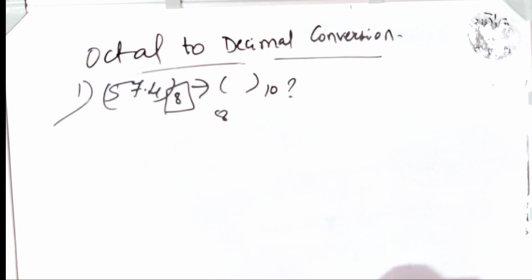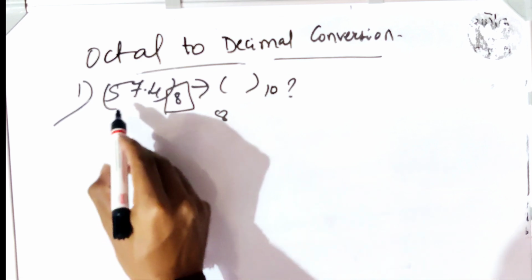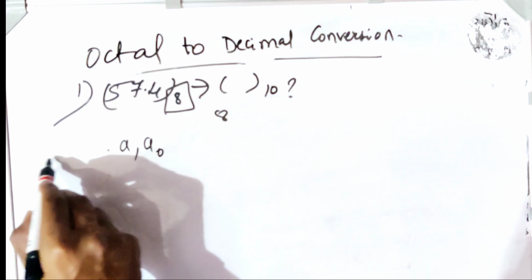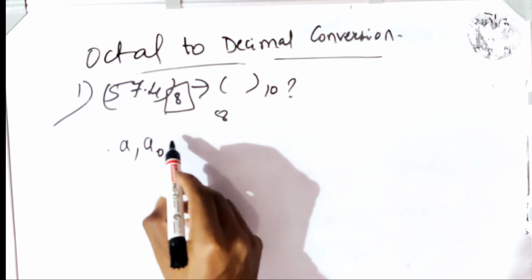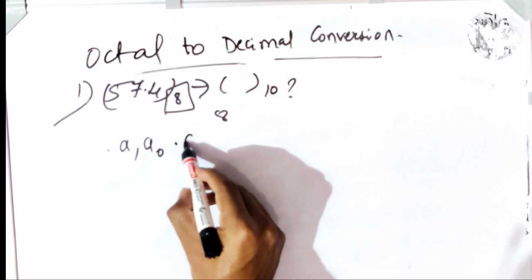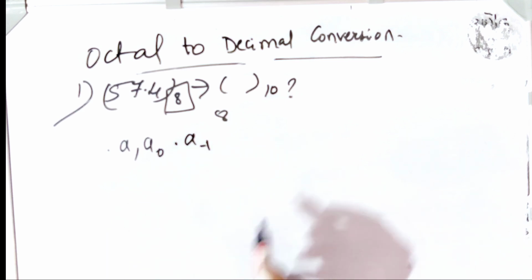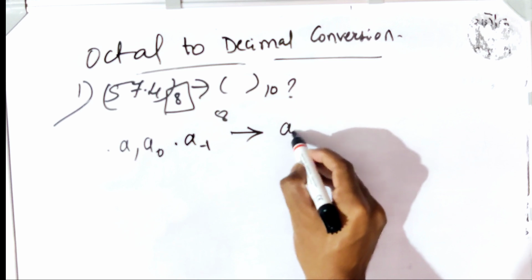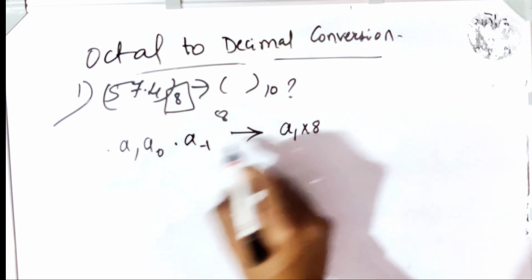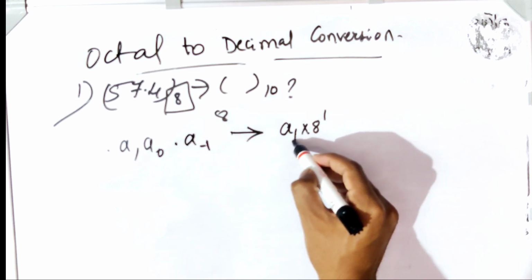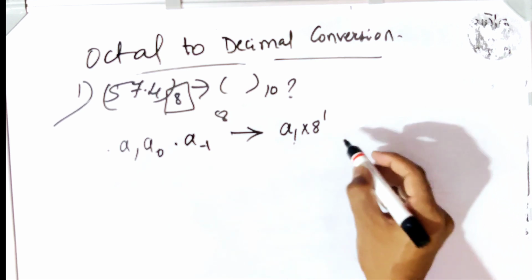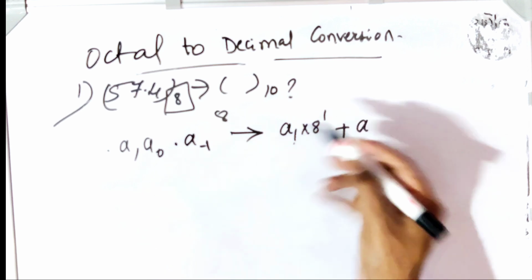For converting any number to a decimal number, let the digits before the point be A0, A1, A2, A3, A4, etc., and the digit after the point be A minus 1. For this conversion to the base 10, we can write it as A1 into the radix, that is base 8, to the power of 1. Simply write the value of A1, and multiply with 8 to the power of 1. Then add A0.